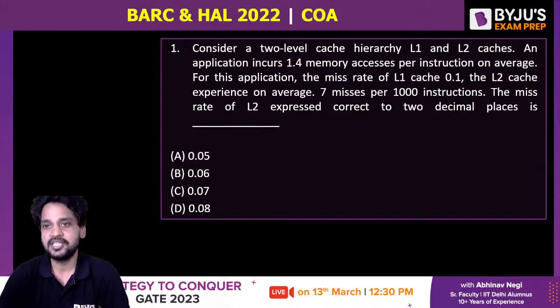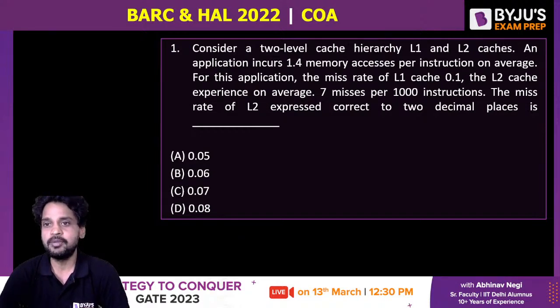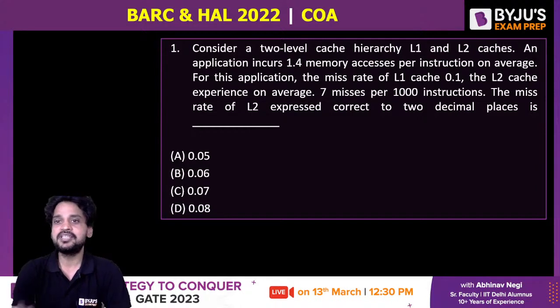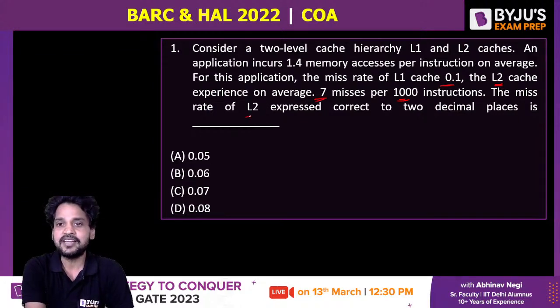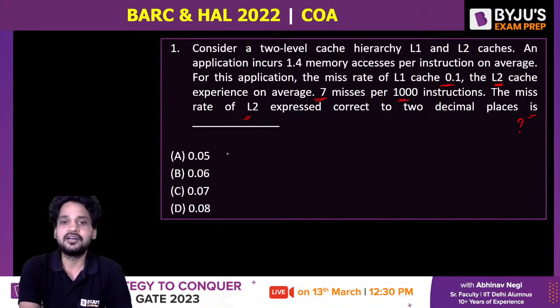Consider the two-level cache hierarchy, L1 and L2 caches. An application incurs 1.4 memory accesses per instruction on an average. For this application, the miss rate of the L1 cache is 0.1 and the L2 cache is experiencing on an average 0.7 misses per 1000 instructions. The miss rate of L2, expressed correct to two decimal places, is what? This is the question. Could you please answer me? Either option A, option B, option C, or option D.